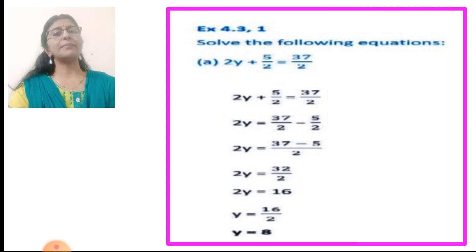Now to get the variable y, we have to divide both sides by 2, because 2 is multiplied by y. So we'll divide both sides of the equation by 2. So you will get 2y upon 2. So 2 will be cut. You will get y is equal to 16 upon 2, which is 16 divided by 2 is 8, as you know, 2 eights are 16. So we got the value of y as 8.